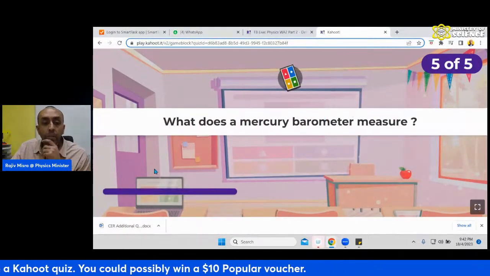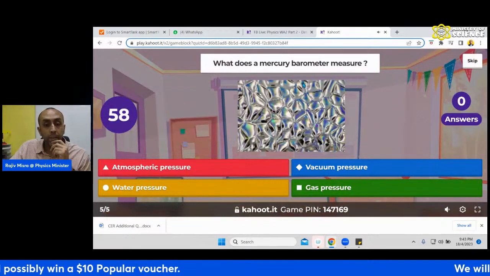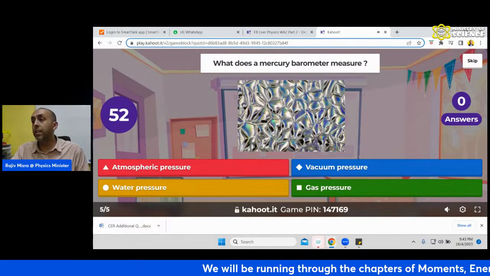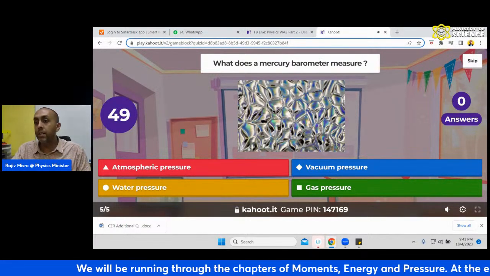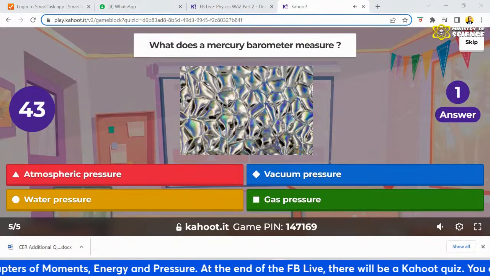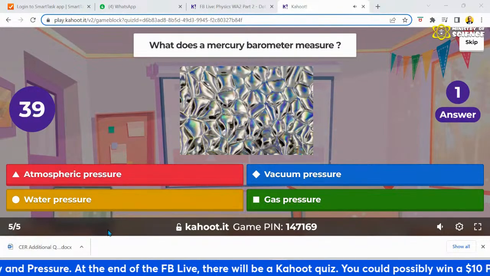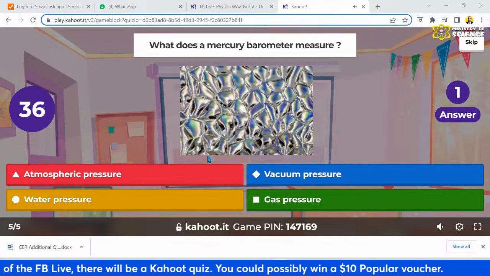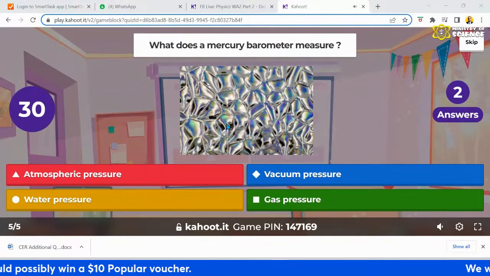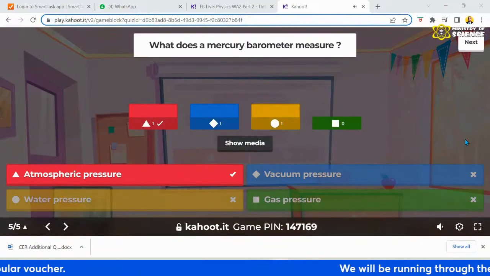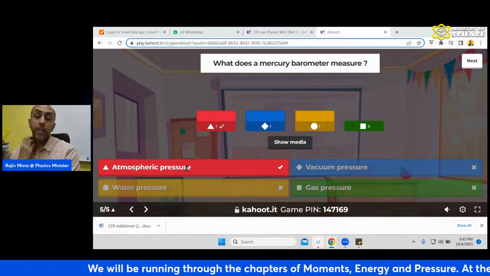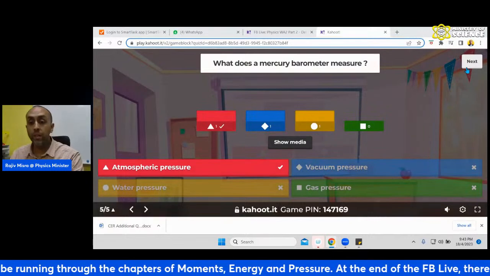Now, for the last question, what does a mercury barometer measure? Do you think it's atmospheric, vacuum, water, or gas pressure? I'll let you guys figure this out. All right, what does the mercury barometer measure? Definitely it will be the atmospheric pressure. It uses mercury to figure out the pressure of the atmosphere itself.